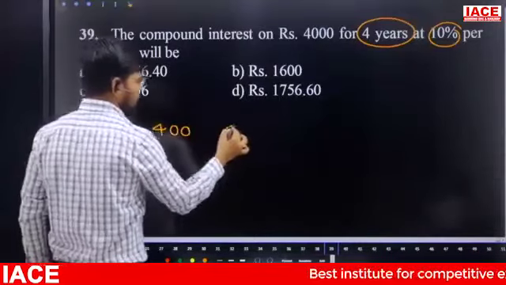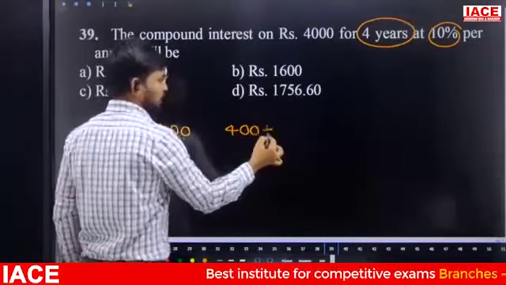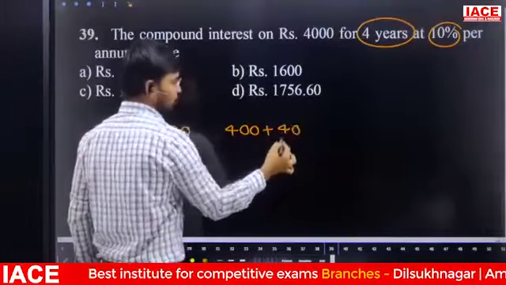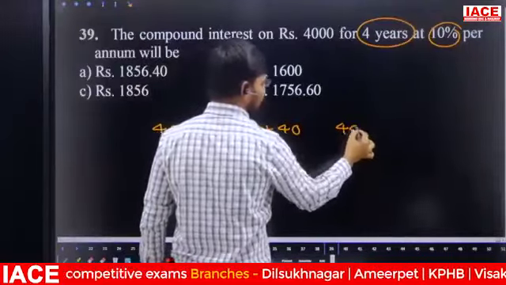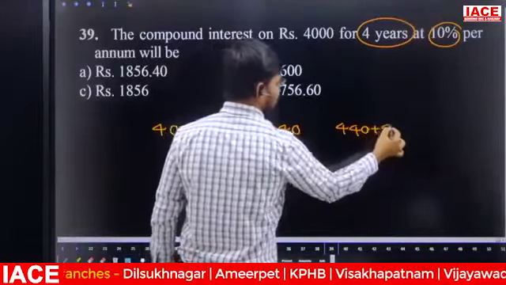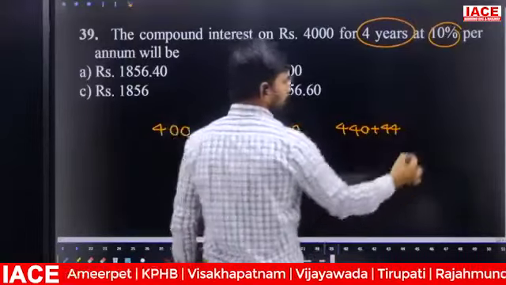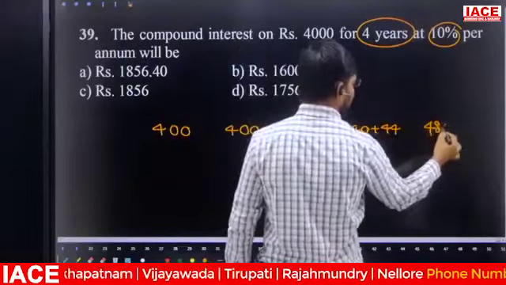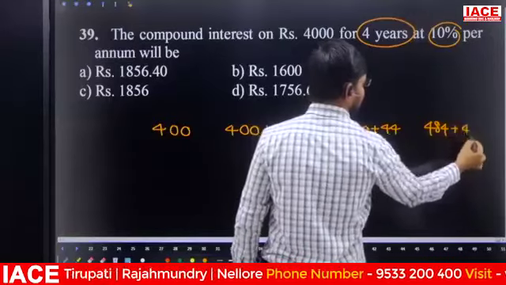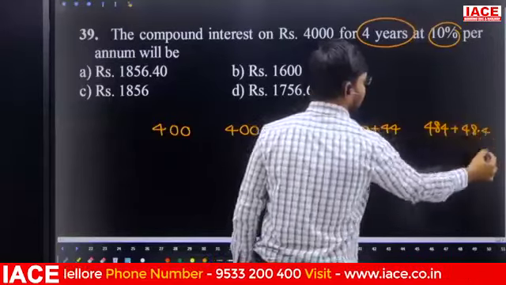Second year is what? 400 plus 10% of 400, 40. So 440. Third year is what? 440 plus 10% on 440, 44. Next year is what? 484 plus 10% on 484, 48.4.